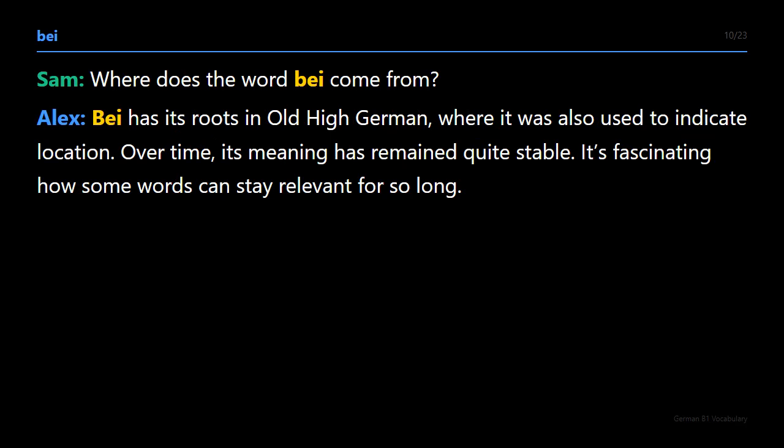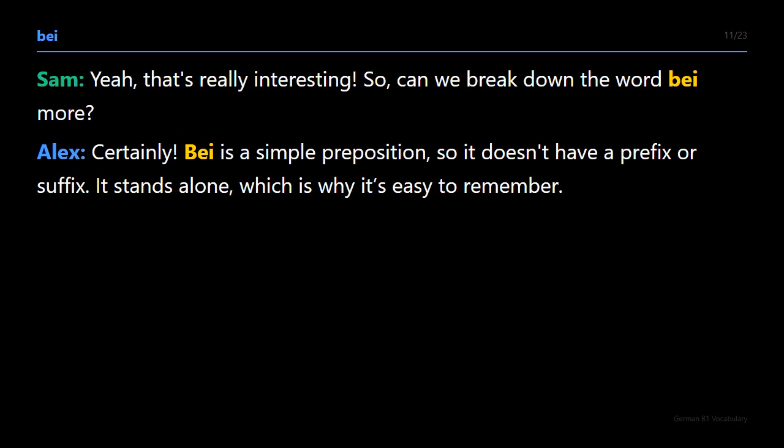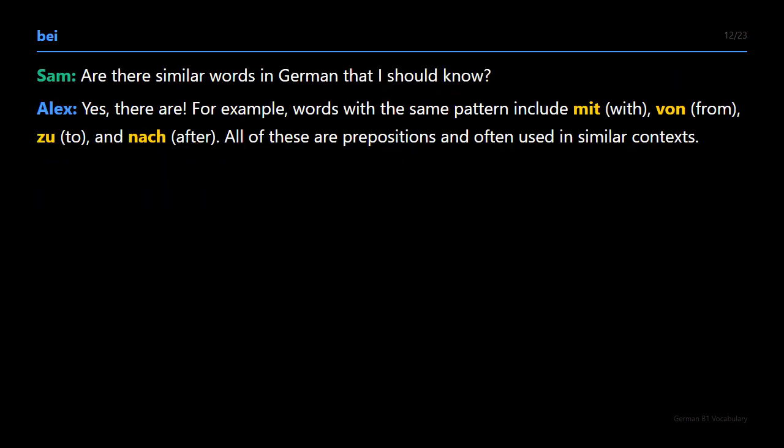Yeah, that's really interesting. So, can we break down the word Bei more? Certainly. Bei is a simple preposition, so it doesn't have a prefix or suffix. It stands alone, which is why it's easy to remember. Are there similar words in German that I should know?